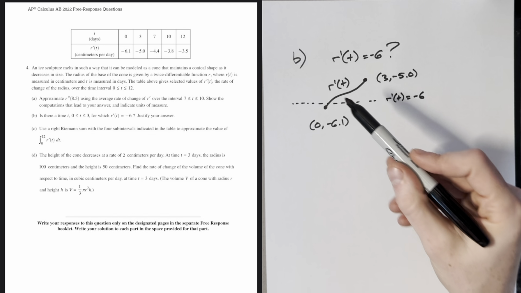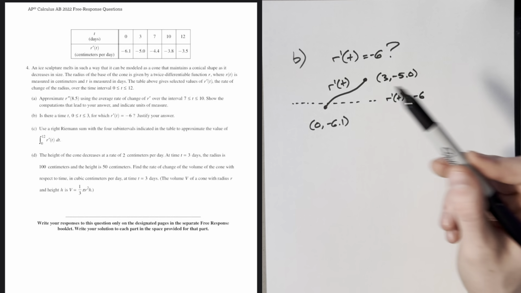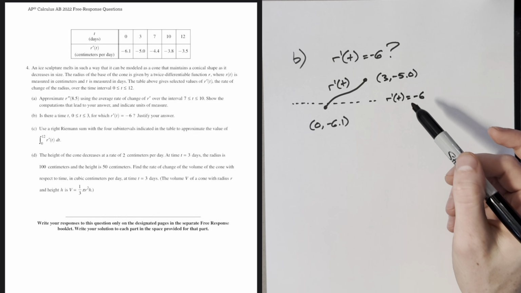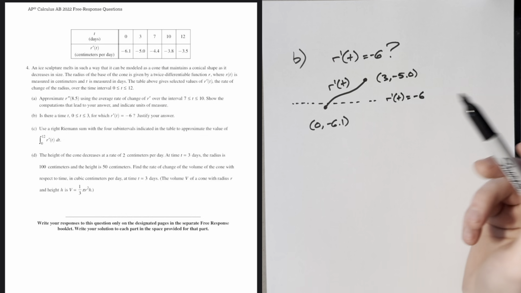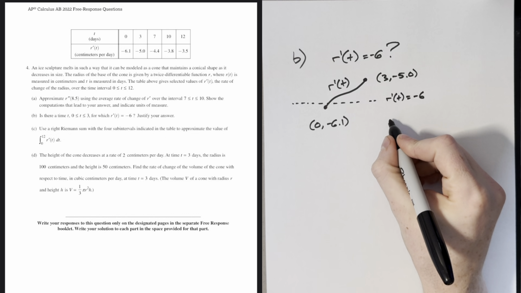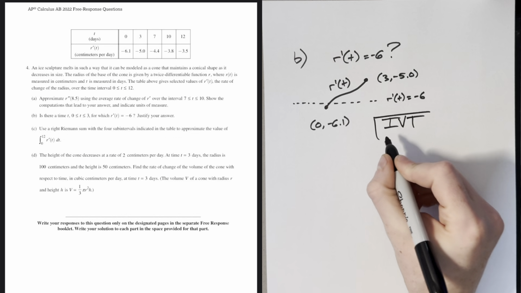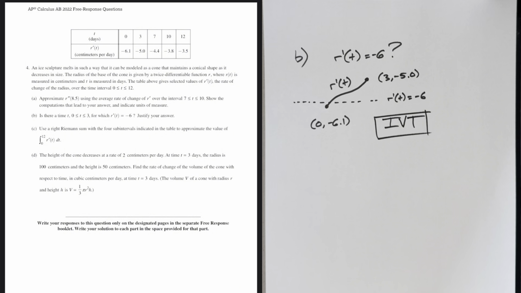And I would say the answer is yes. Because r prime of t is continuous, there must be a place between 0 and 3 such that r prime of t is equal to -6. And this is a result of a specific theorem. Hopefully you remember what it is. It is intermediate value theorem. And that is the key to this question.